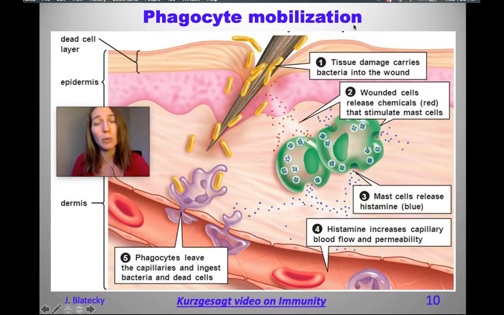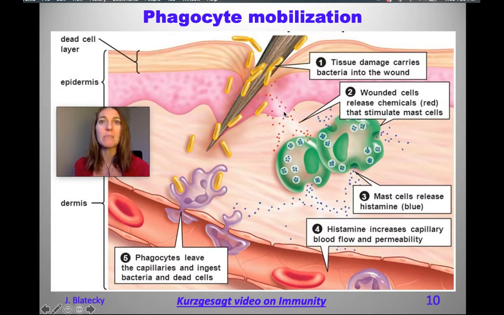So what you're generally seeing here is frankly a bit of a simplification. It's oversimplified for sure, but I think it helps you to appreciate how we can mobilize phagocytes, how we may be able to get neutrophils that are swimming around in our capillaries to the site of injury, to this site where the splinter has crossed through our skin. So looking at the chain of events here, we can see tissue damage is going to carry bacteria into the wound, right? You could also think about stepping on a nail, right? And when those cells are wounded, they're going to release chemicals. So that's shown here in red.